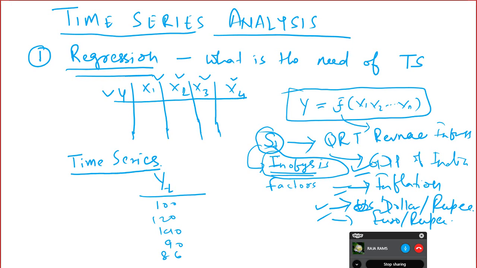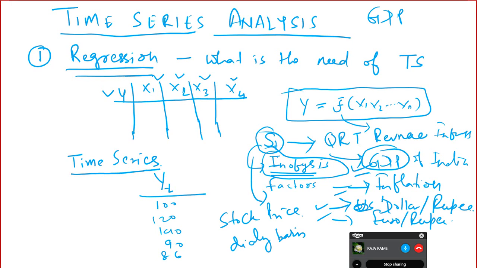And you can run a regression analysis. The problem with this analysis is that the stock price changes on a daily basis, right? But how do you get GDP? GDP doesn't change on a daily basis. Even if it changes, it doesn't get reported on a daily basis. Similarly, inflation data you also won't get on a daily basis.